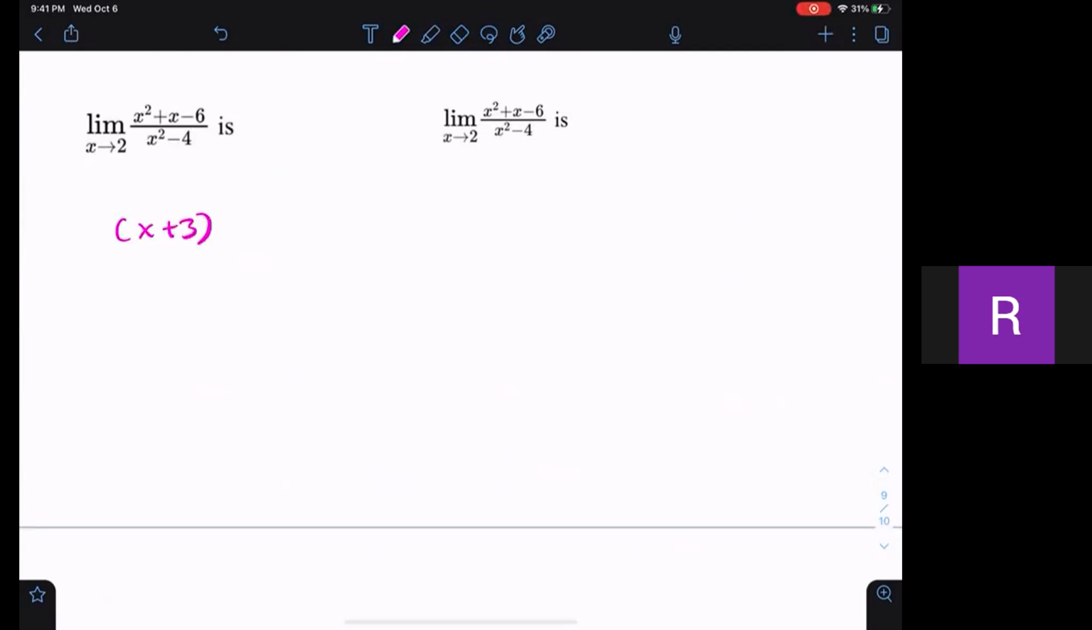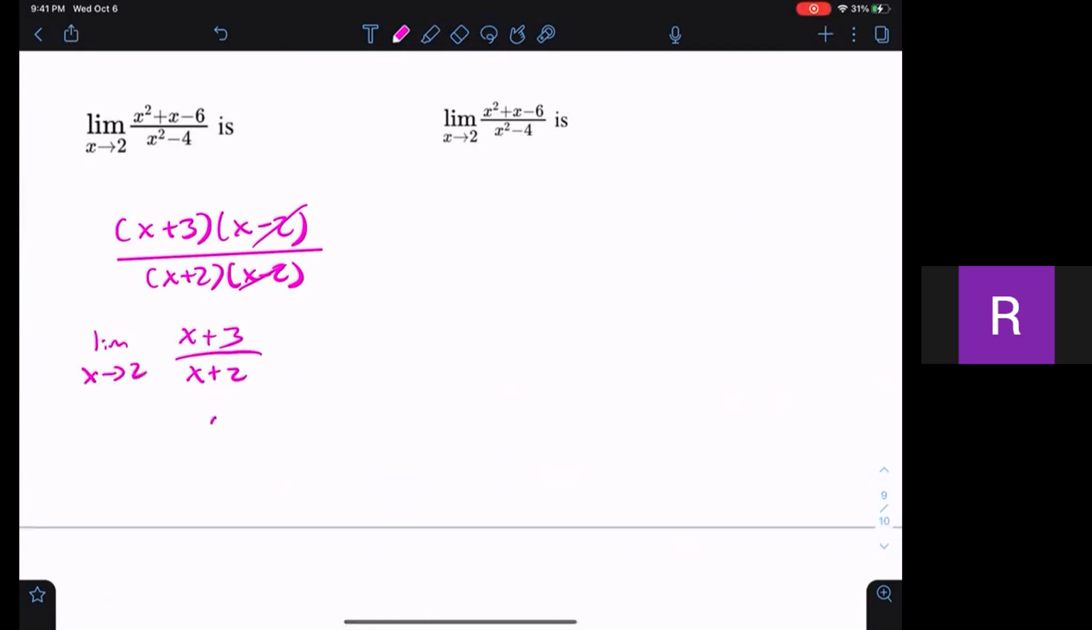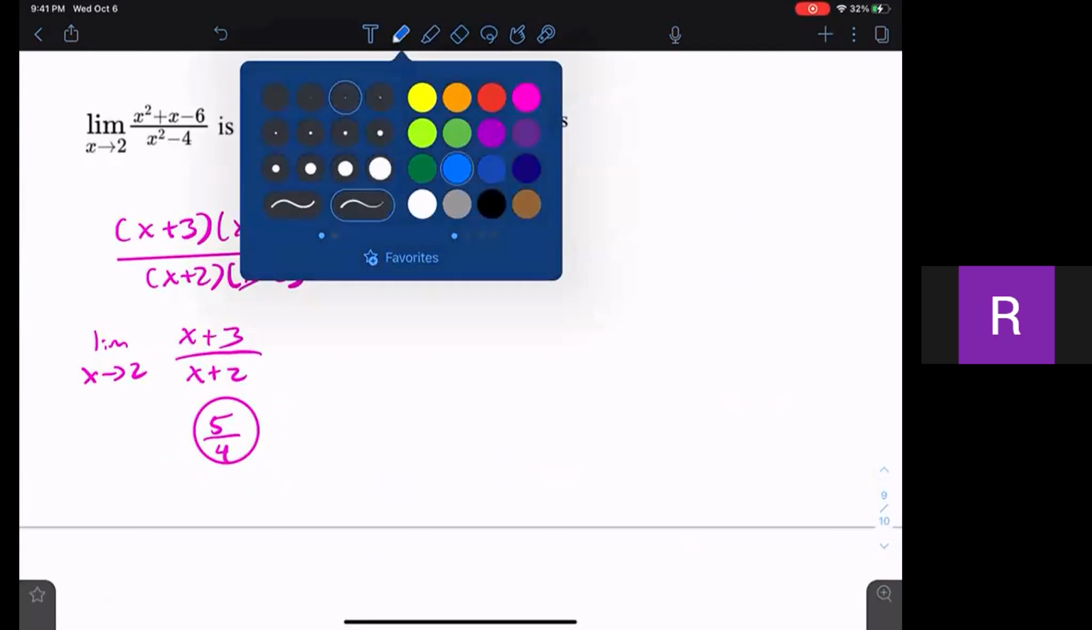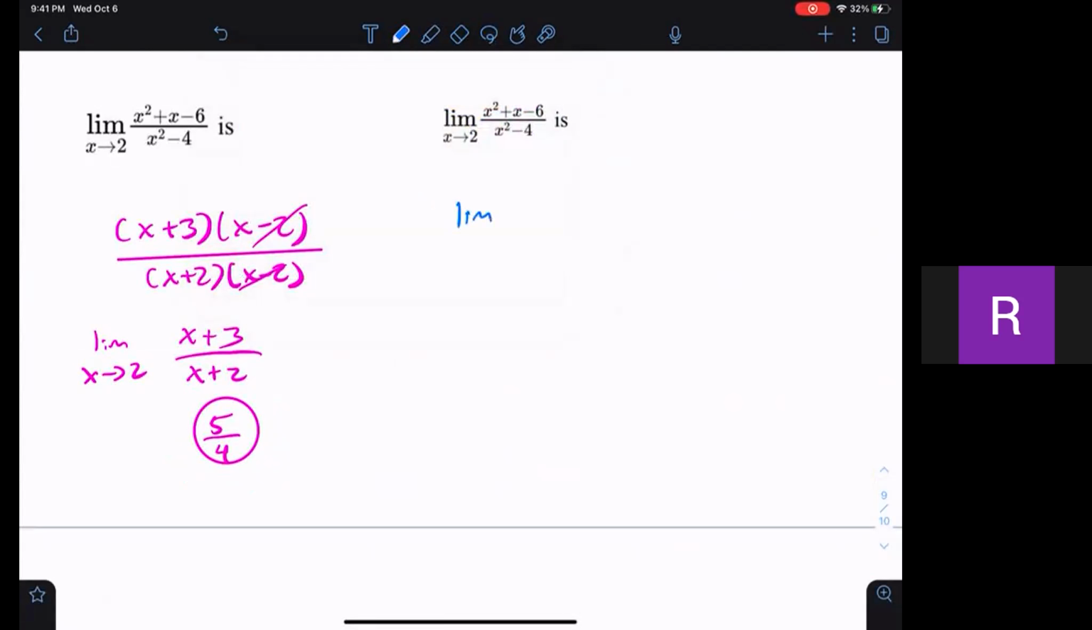This is going to be x plus 3, x minus 2, and then this is going to be x plus 2, x minus 2. x plus 3 over x plus 2. The limit as x approaches 2 is going to be 5 over 4. That's it. Done. Okay. Next, the limit. Okay, let's factor this.